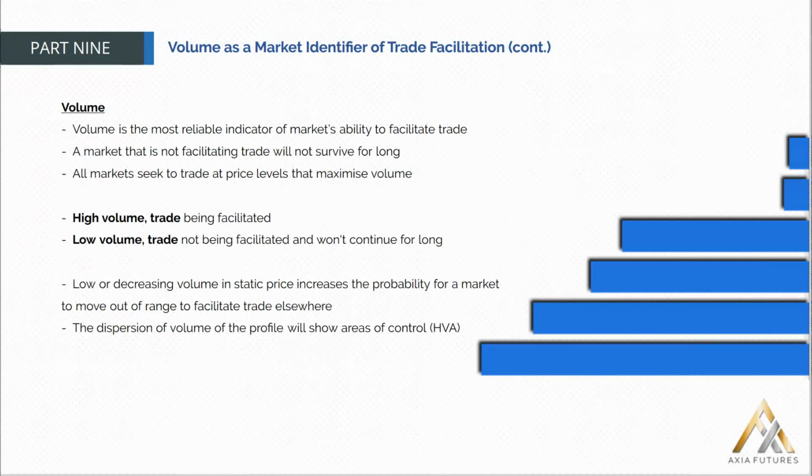Let's take a look at some of the principles now of volume. So firstly, volume is the most reliable indicator of the market's ability to facilitate trade. Remember, an auction process is all about how buyers and sellers are interacting with one another. The amount of transaction taking place tells us a lot about how buyers and sellers are interpreting where price is trading, and that is why we pay key attention to the volume.